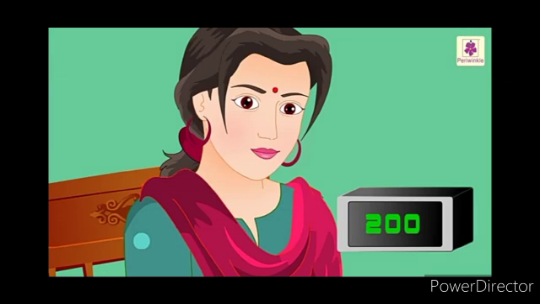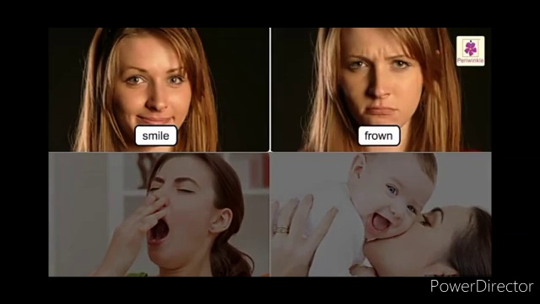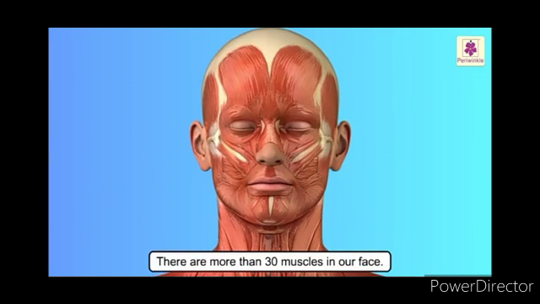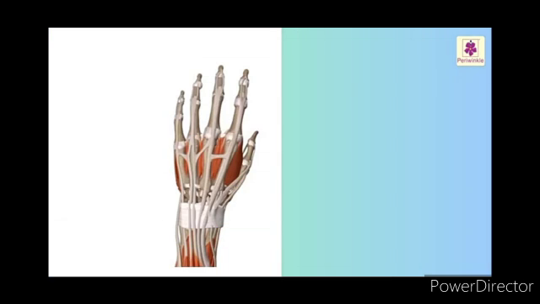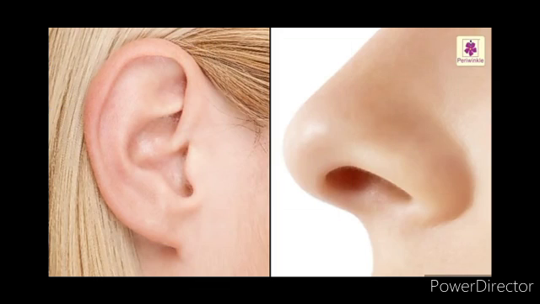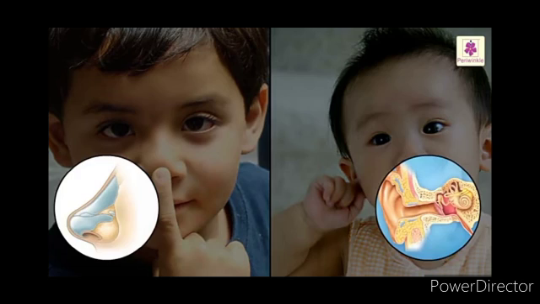If we blink our eye, we move 200 muscles at one time. The smallest muscle is inside our ear. It is the muscles that help you to smile, frown, yawn, and kiss. There are more than 30 muscles in our face. The muscles in our body are covered by a layer of skin. There are some parts in our body which are neither hard nor soft. Touch your nose or the earlobe. These are neither bones nor muscles but are called cartilages. These parts tend to be a little flexible.